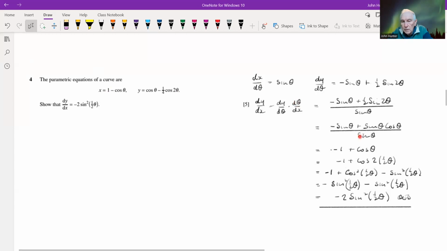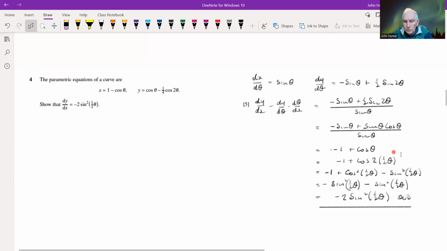Now, okay, well, I'm going to try and move from this 2 theta towards a half theta. So the first stage is to expand out this double angle here, sine 2 theta, which is equal to 2 sine theta cos theta. Well, and then we've got our half to multiply there. So this is going to be sine theta cos theta. So this is what we've got now. And if we divide through by sine theta, we're going to get minus 1 plus cos theta. Right, that's okay, but we're still not in terms of half theta, are we?